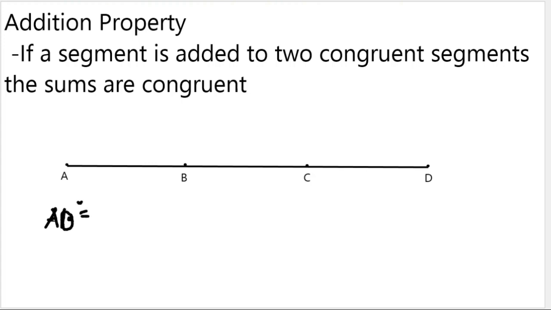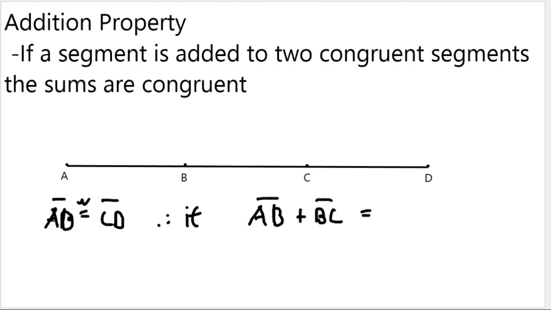So for example, if we do have a congruent segment here, let's say segment AB is congruent to segment CD, so therefore if we do add another segment. Let's say the segment that we do add is line segment BC. That will also equal the sum of line segment CD and line segment BC.